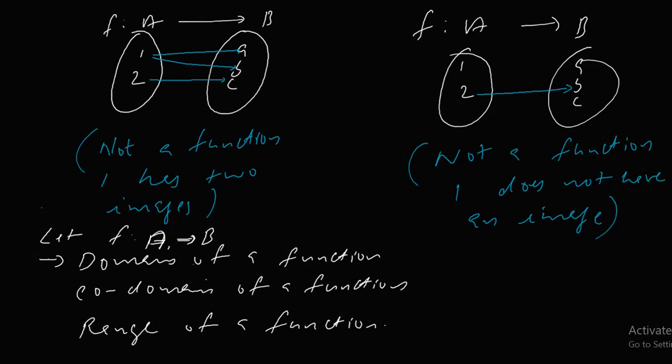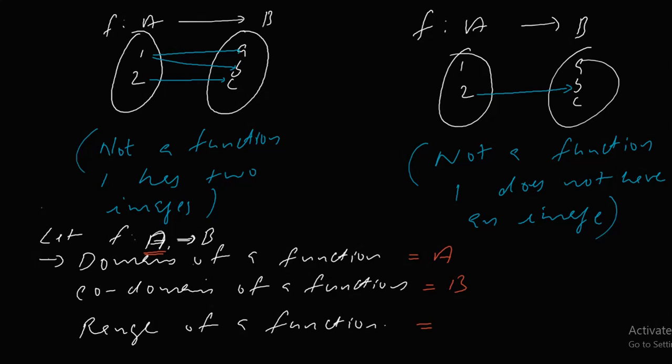Then what is the domain of the function? Here I can say that the domain of the function is nothing but A, because the function is a mapping from A to B. So all elements of A should have an image, right? So the domain is nothing but this A. And the codomain is the set to which the function is defined. That set is the codomain, and here it is B, right? Here it is B.